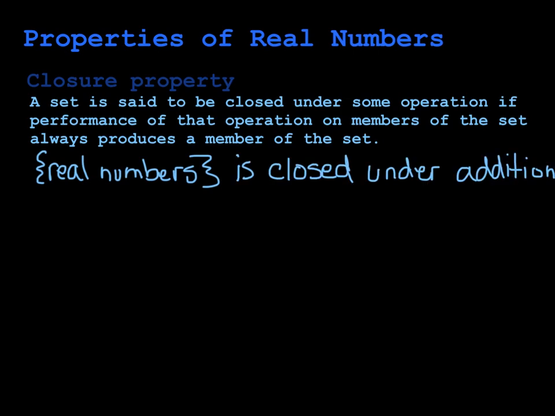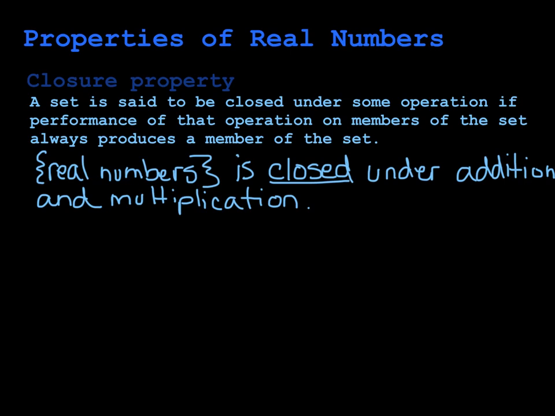because if I take any 2 real numbers that exist in this world and I add them together, my solution will always be another real number. I can't add real numbers together and get imaginaries, so it's closed under addition. It's also closed under multiplication because, for the same reason, if I took any 2 real numbers in the world and multiplied them together, my solution is always going to be a number that is also real.